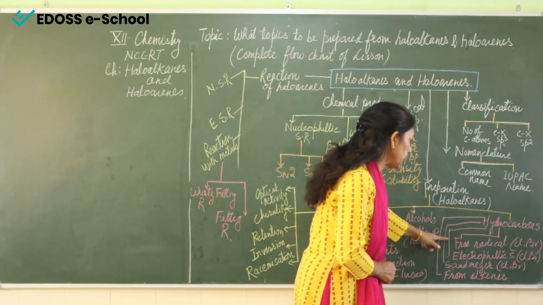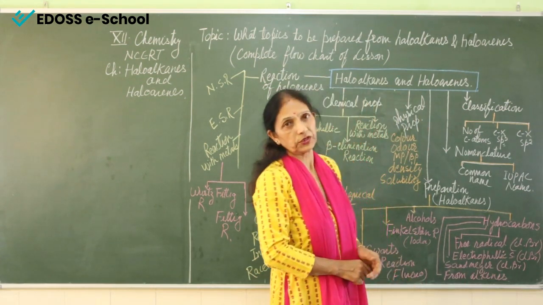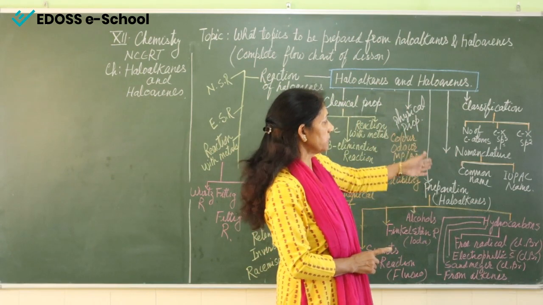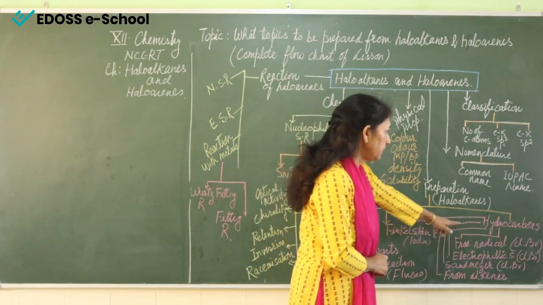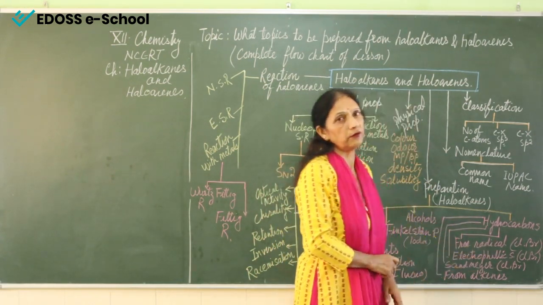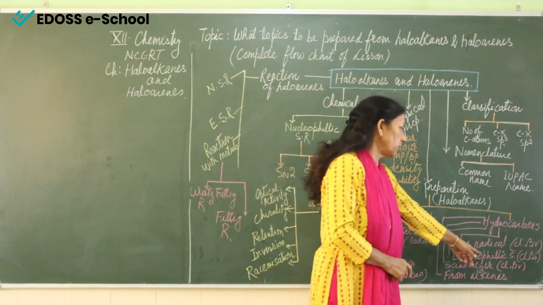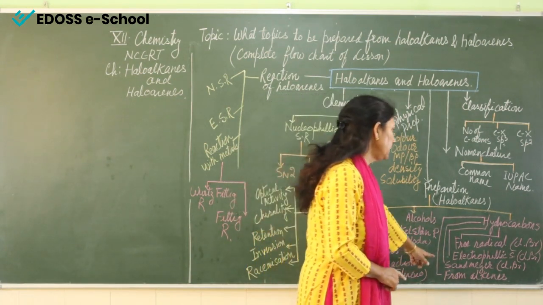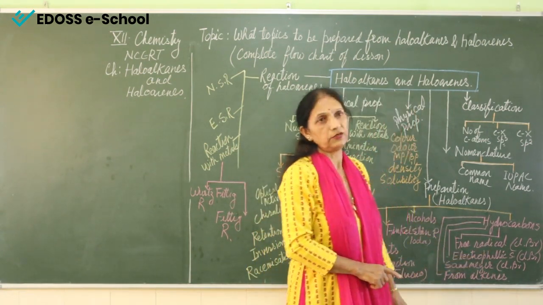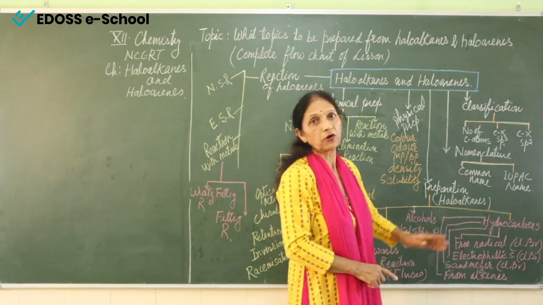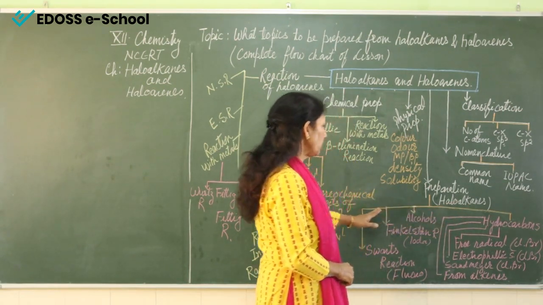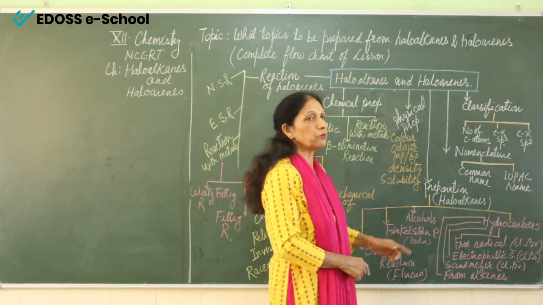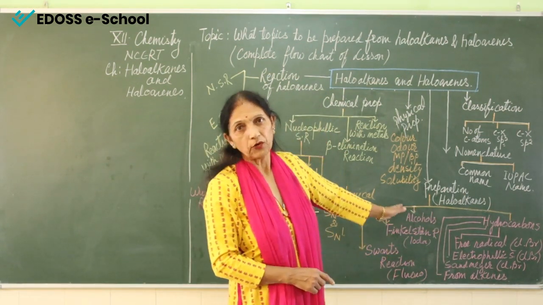Then the second type is electrophilic substitution. Here also chloro and bromo haloalkanes can be prepared. And the third type is Sandmeyer reaction. Through this also chloro and bromo are prepared. And last is from alkenes. So this is the second method, from hydrocarbons. Now coming to the third. Third is Finkelstein reaction. This is especially for the preparation of iodo haloalkanes.